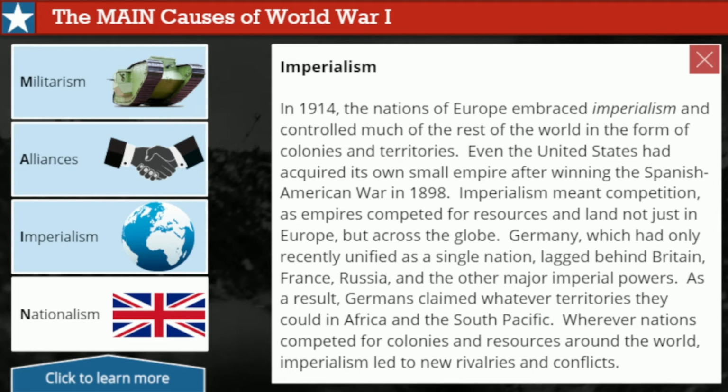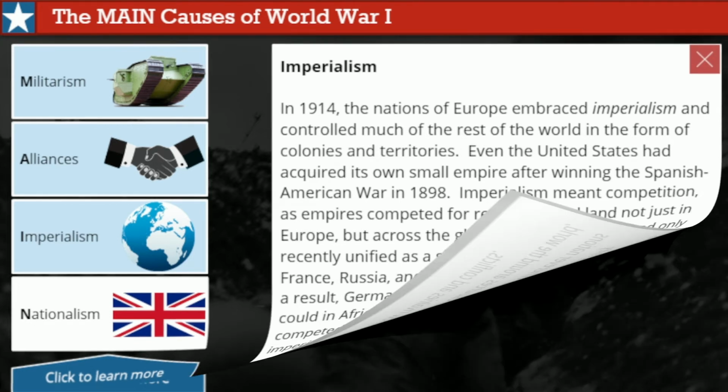Germany, which had only recently unified as a single nation, lagged behind Britain, France, Russia, and the other major imperial powers. As a result, Germans claimed whatever territories they could in Africa and the South Pacific. Wherever nations competed for colonies and resources around the world, imperialism led to new rivalries and conflicts.